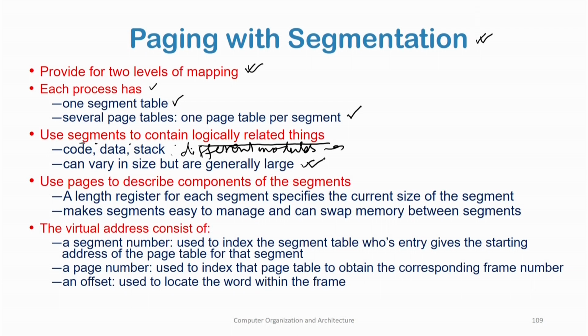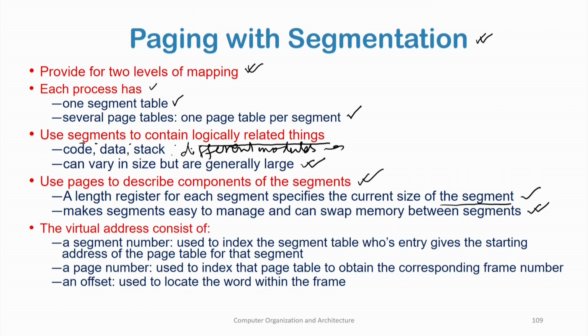Each of these segments again has a length register. Segments can have different lengths, and each of these segments will be paged. So, we use pages to describe components of the segments. A length register for each segment specifies the current size of the segment, as we just said. This makes segments easy to manage, and we can also allow swapping of memory between segments. We will possibly see this technique in a later lecture.